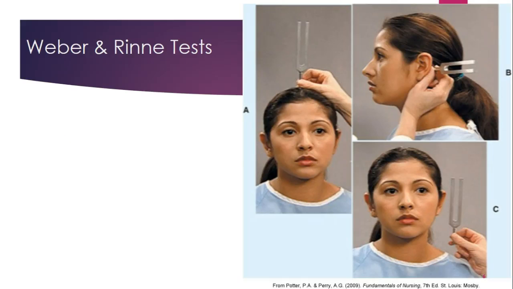So Weber is here when you put it on top of their head, remember, because it looks like half of a W, and you're trying to see if they can hear this out of both ears. Rinne is putting it here and seeing if they've got conduction so they can hear at that mastoid process, or is it better through the air?